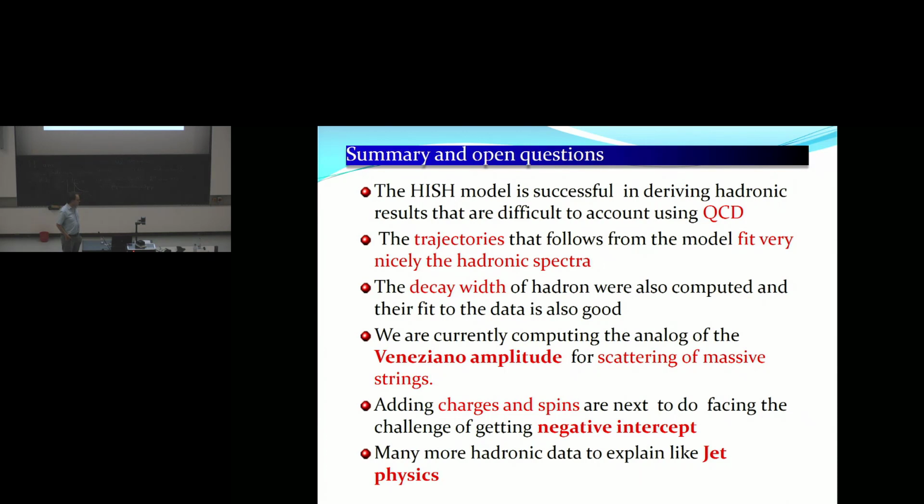Yes? Further questions? Yes. By introducing the massive endpoints, can you get rid of the tachyon in the spectrum?